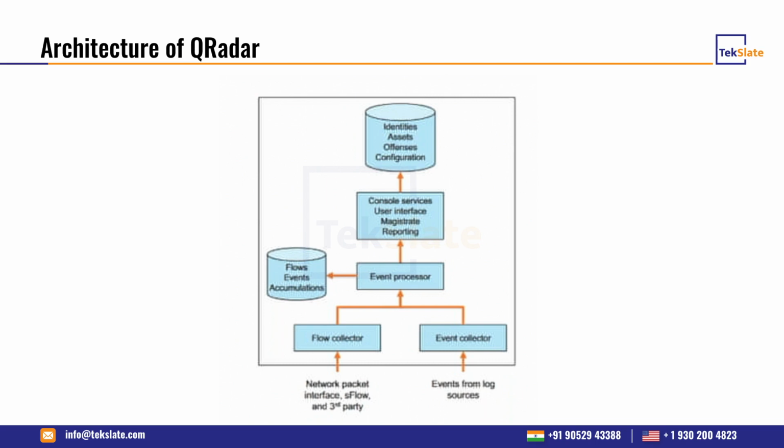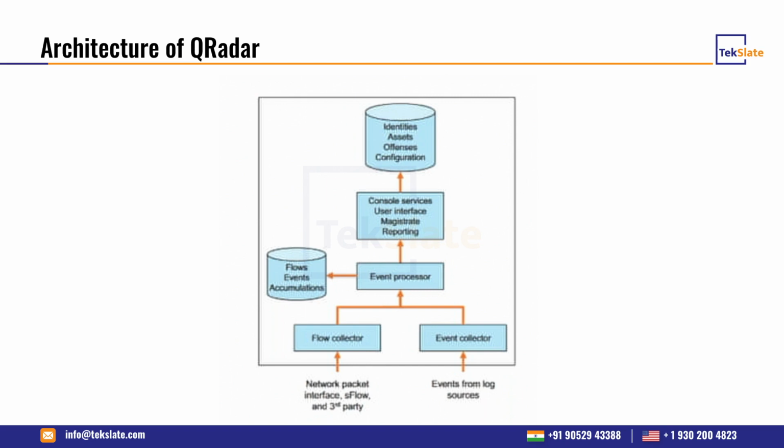In this console service, we have our user interface, which is our web portal, which I have already shown to you. Then we have a magistrate. I told you that the major functionality of a magistrate is to declare an offense. Next is the reporting. Reporting is for audit purposes, so you have to create a report for every change in the configuration.